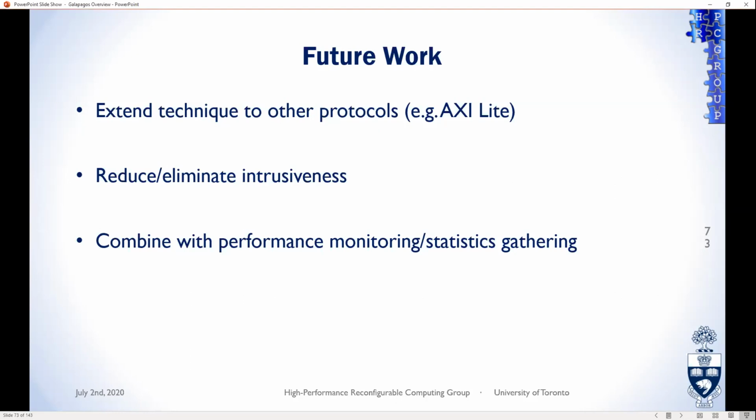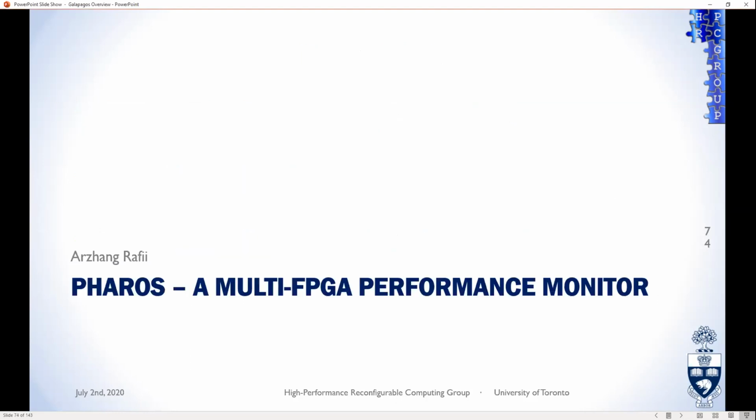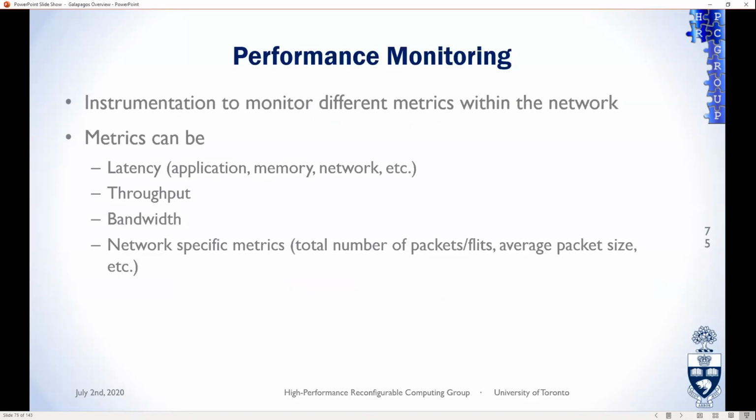And hello all. This is Arjun, and I'll be talking about Pharos's multi-FPGA performance monitor. By performance monitor, we mean instrumentation that monitors different metrics within the network. These metrics can be latency, throughput, bandwidth, or other network-specific metrics such as total number of packets or flits, or the average packet size.